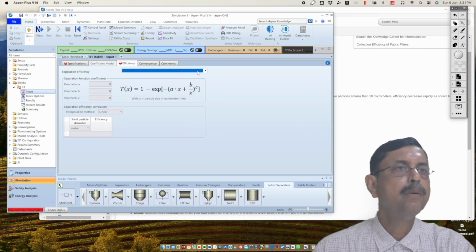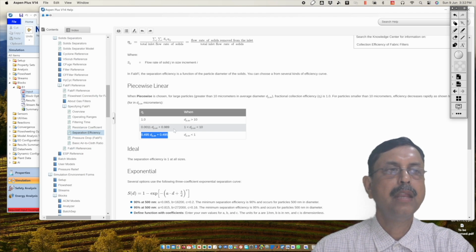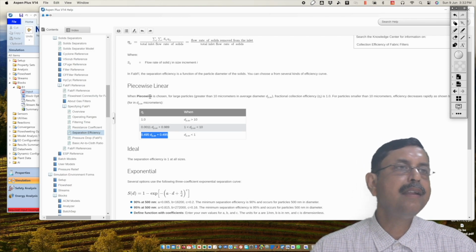Okay, so one is the piecewise linear, and piecewise linear means for the large particle, that is greater than 10 micron in average diameter, the fractional efficiency is 1. So for large particles, the efficiency is 1. When the particle is between 1 to 10 micron, then you have to use this particular equation, and when it is less than 1, then you have to use this particular equation. Now this equation, obviously, will be used by Aspen Plus itself. You have to just specify that it is piecewise linear. It will do its own calculation.